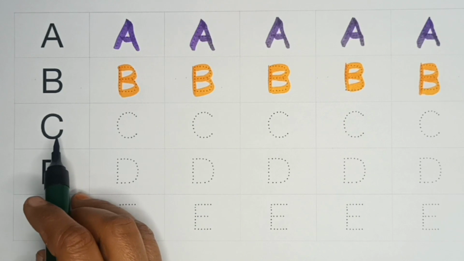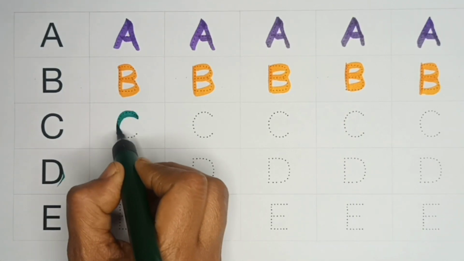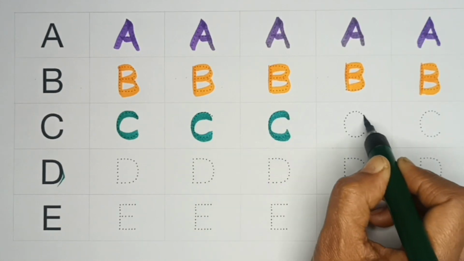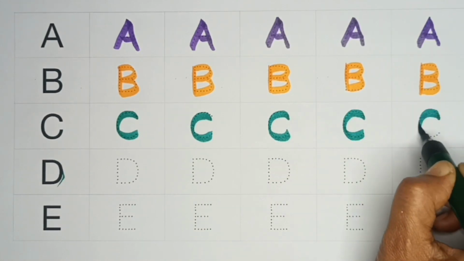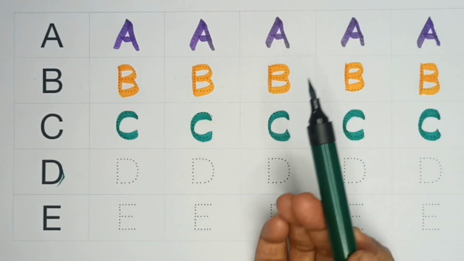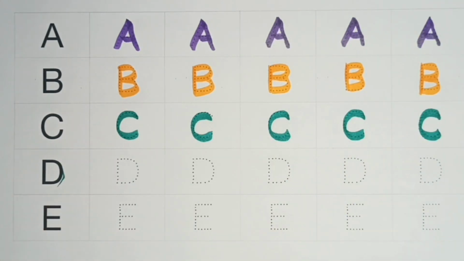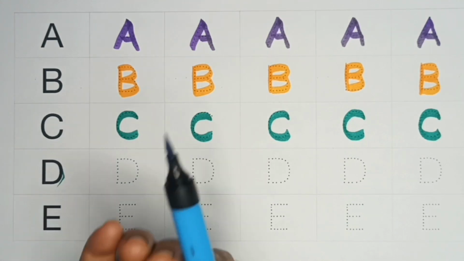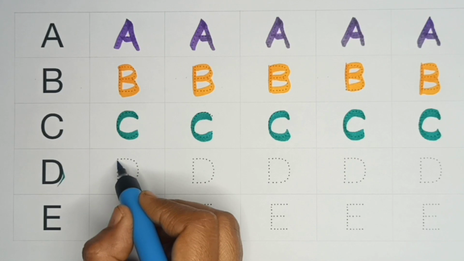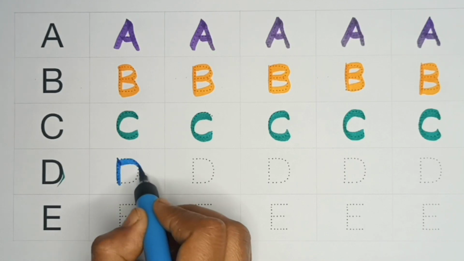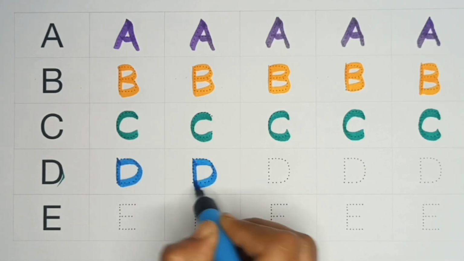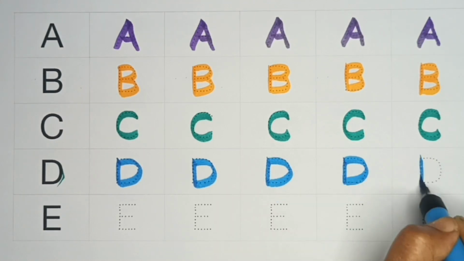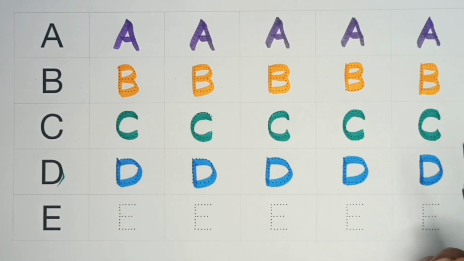C for cat. Green color. D, D for dog. Sky blue color.